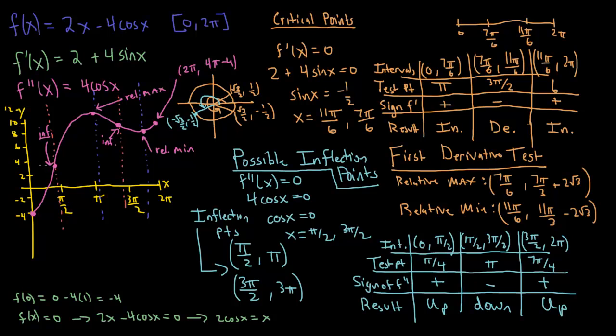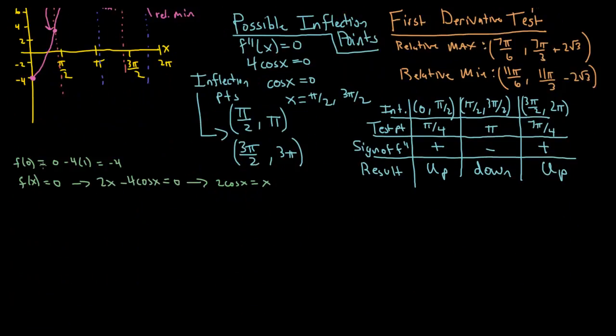Now, let's look at another example. So we've done a trig example. We've done a nice polynomial example. Now let's maybe do a rational example, something that has asymptotes involved. All right, so let's look at the rational function f of x equals 2 times x squared minus 9 over x squared minus 4.